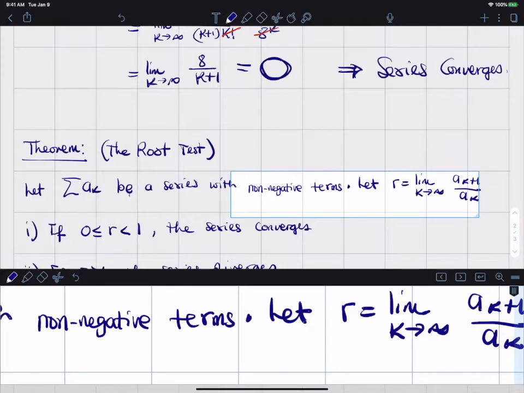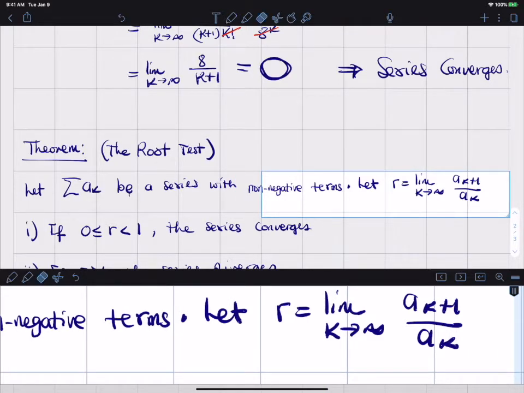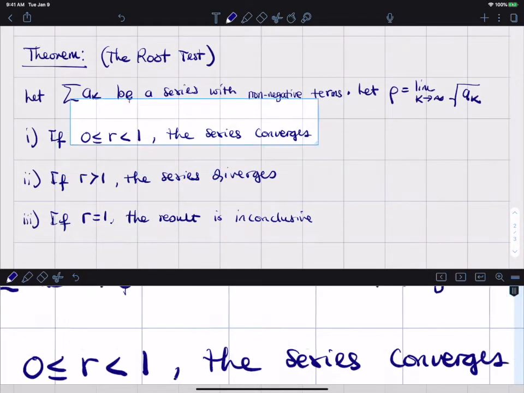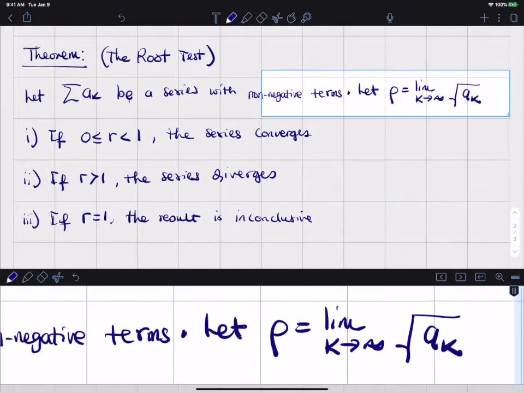And then we're going to say, let rho in this case be the limit of the square root of ak. Okay, so it's the same thing, but you're just changing this. Instead of r equals the limit as k goes to infinity of ak plus 1 over ak, you define rho this way.